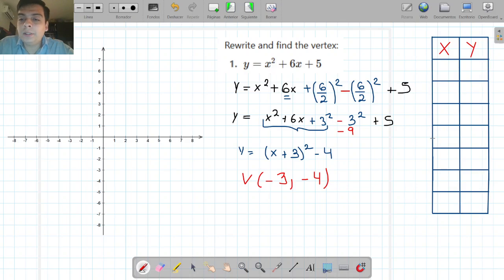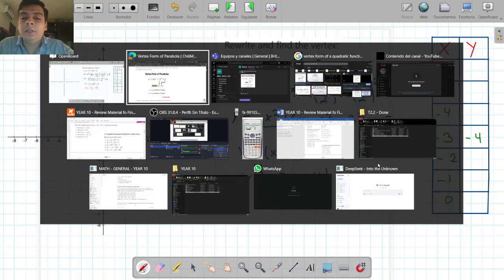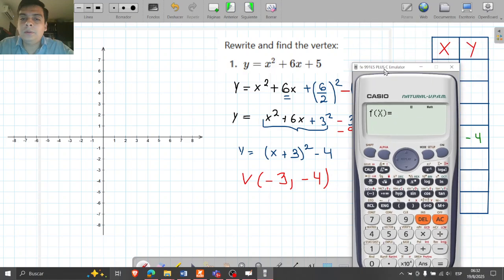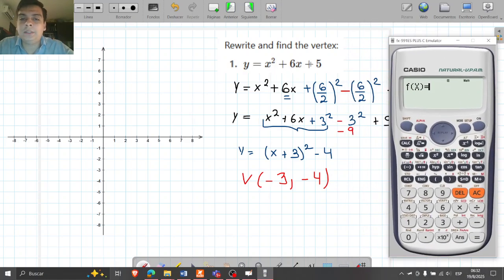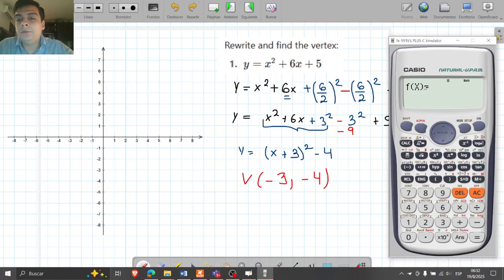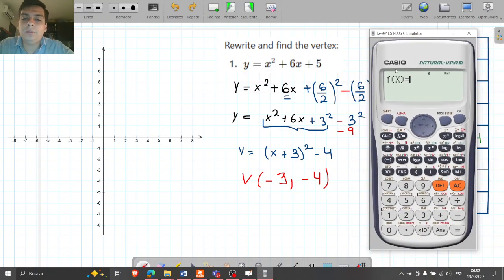We do the same process as before. We have to put it here in the table. We have minus 3, minus 4 in the middle, and we have to write 4 values before and 2 values after. We can use the calculator or the table. Now you can write, if you desire, this way or this way, which is the same. If you want to try it any way, it's perfectly okay. We can write it the same: x plus 3 squared minus 4.